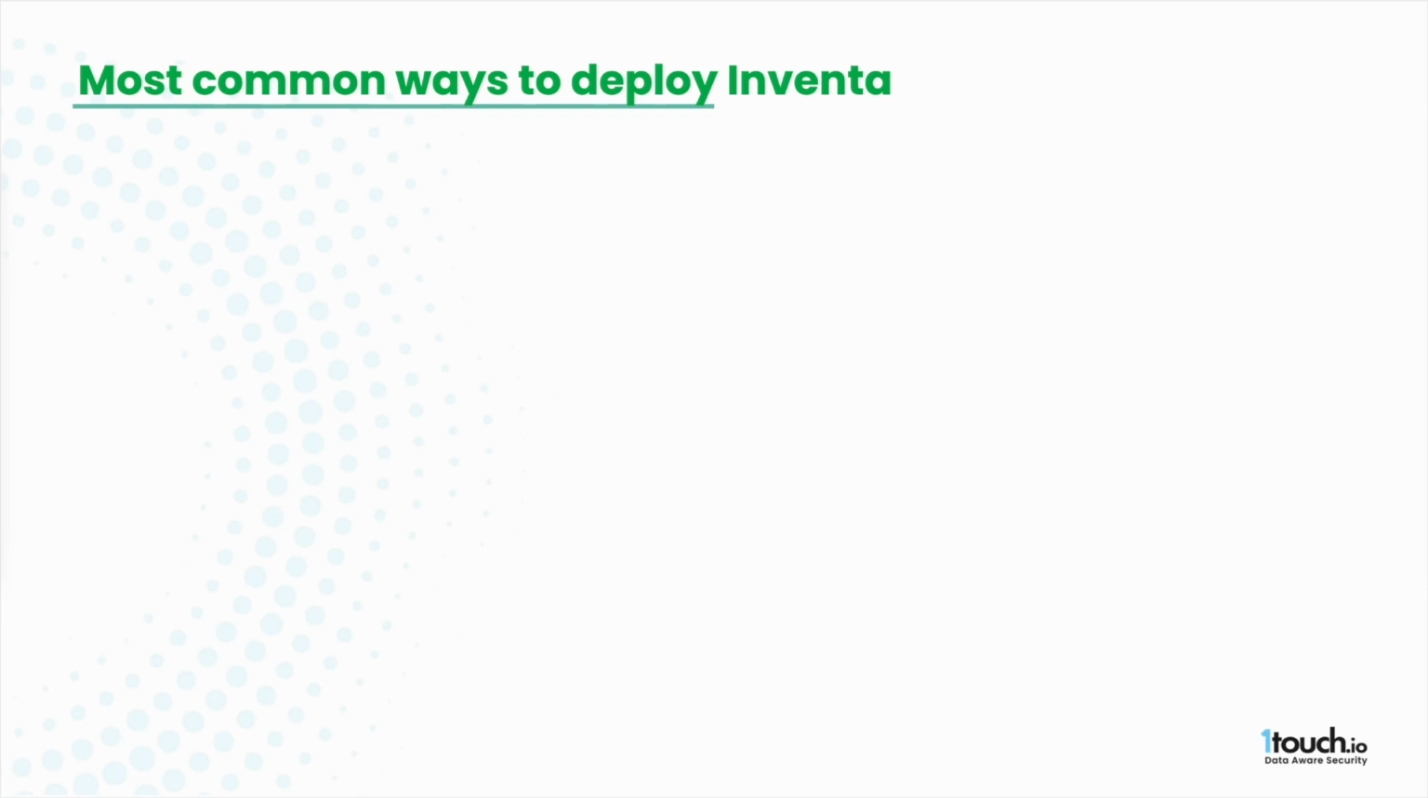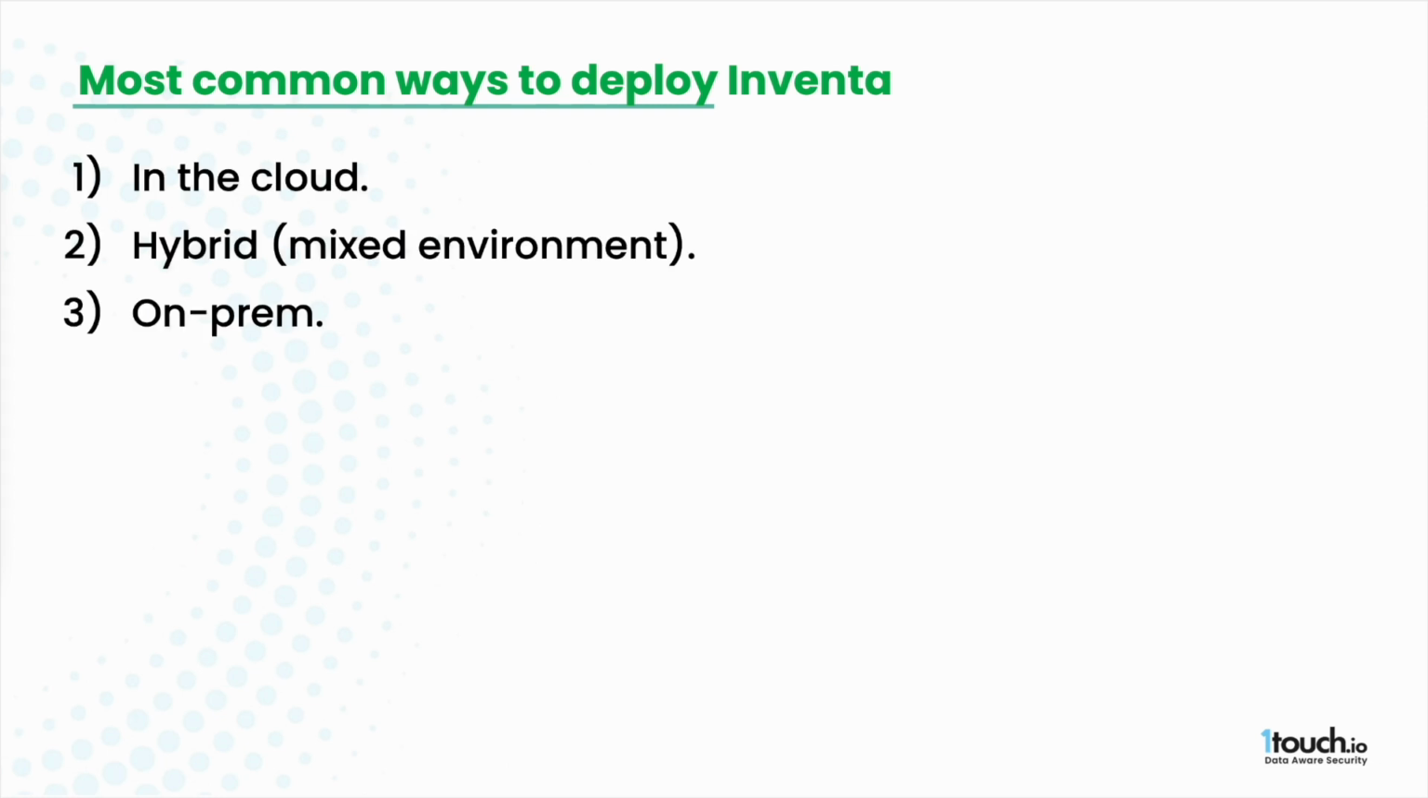Before we continue to the typical architecture topologies, I would like to underline that specific deployment and topology is determined according to a customer's use case and needs. On the whole, there are three most common ways to deploy OneTouch Inventa. Let's look at them one by one.